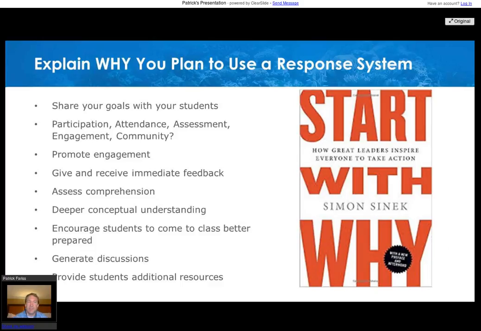Let them know. Hopefully students will come to class. They'll be more engaged if they're participating and they're in that environment. Maybe we want to generate discussions and communication. And then how do we provide students with additional resources? Maybe that's the goal of our student response system. So explain that to your students and let them know. And that can be included in a lot of different ways.